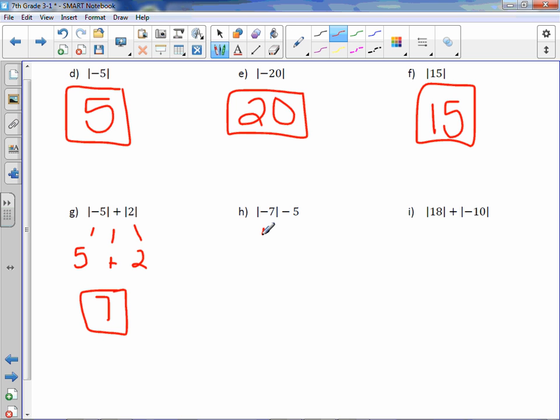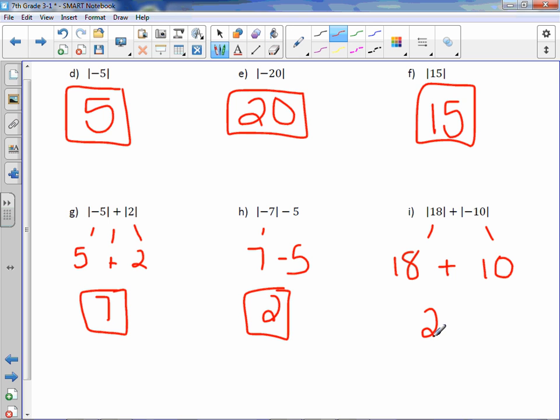Letter H. We need to take care of the absolute value first. The absolute value of negative 7 is 7. Bring down the rest of the problem. 7 minus 5 is 2. Letter I. Absolute value of 18 is 18 plus absolute value of negative 10 is positive 10. Now we can add them together to get 28.